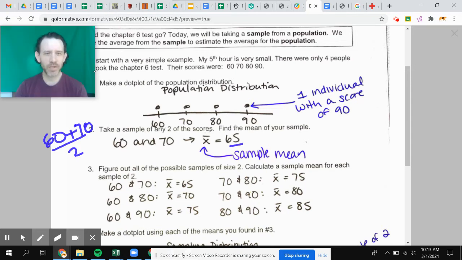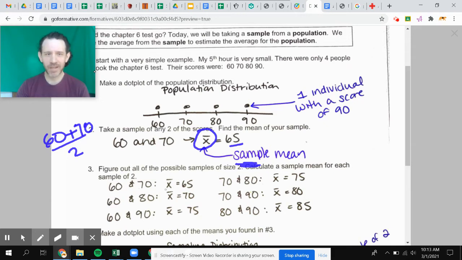Notice the symbol that we used. It's an X bar. That is now a symbol that you have to distinguish between. You need to understand that if you see X bar, it's talking about the sample mean, not the population. So there's your first introduction to a different symbol, X bar, sample mean.